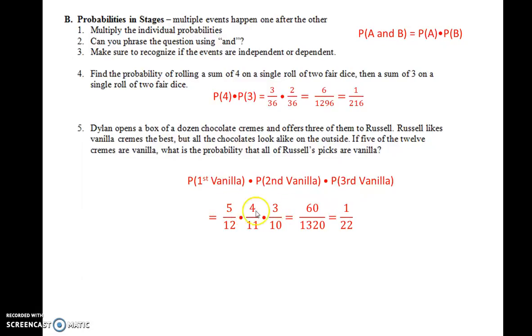Multiply numerators together to get 60. Multiply denominators together to get 1320. And then you could simplify to get 1 out of 22. Okay, so that's when probabilities happen in stages. You're going to multiply, and you want to make sure you know if they are independent or dependent.